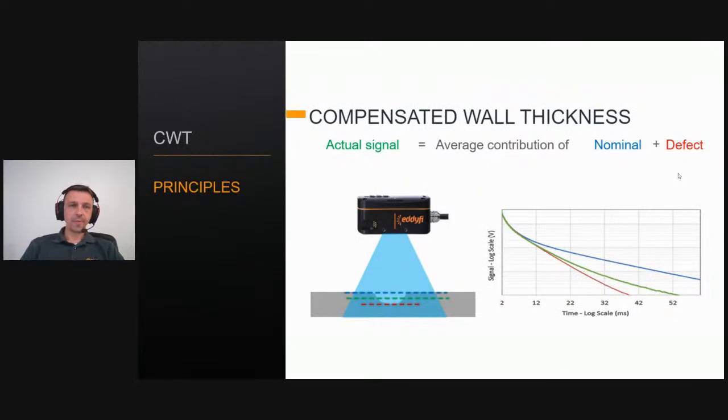So just a summary of how the computed wall thickness works. We can see that the actual signal is composed of signal coming from both the near nominal in blue and the defect in red. So the tool will extract the information of the defect from the actual signal to bring back the sizing to plus or minus 10% of the near nominal wall thickness.